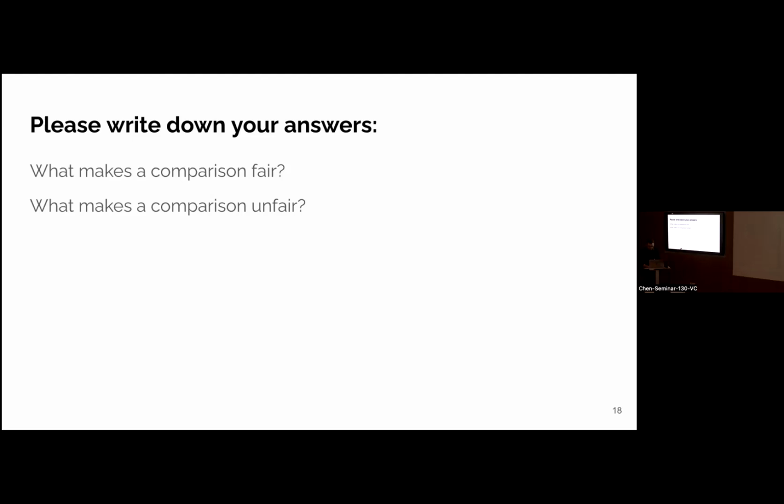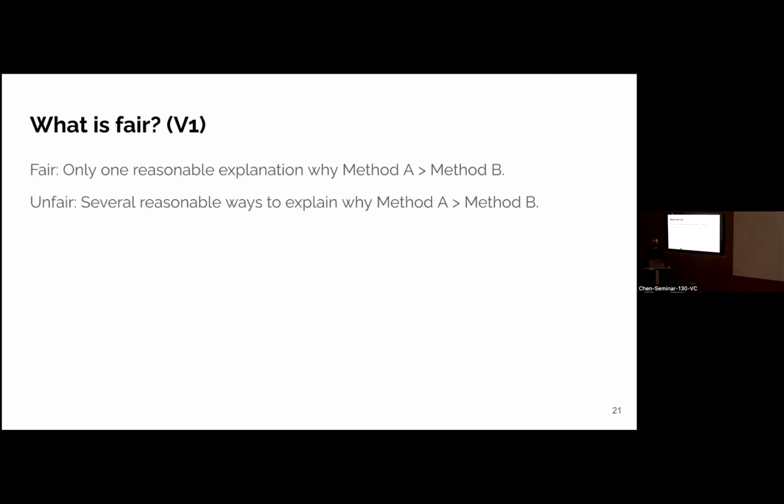I'll show you my guesses. My version 1 here was basically what Anna said. The comparison is fair if there's really only one reasonable explanation why method A is better than method B. So you ran some numbers, one number is higher than the other, and because you changed only one thing, you have a good candidate for what explains that. An unfair comparison would be one in which you can easily think of several reasons why method A might be better than method B in your experiment. Or you see the numbers and you're like, well, but I changed the architecture, I changed the loss as well, and so it's not clear that the preprocessing is what's responsible for the change.